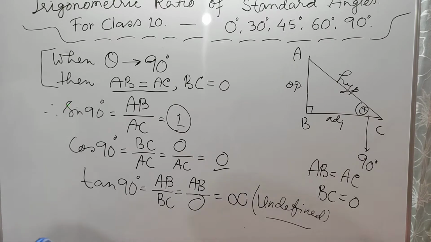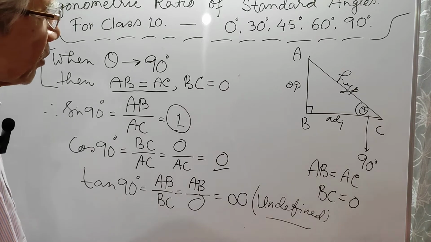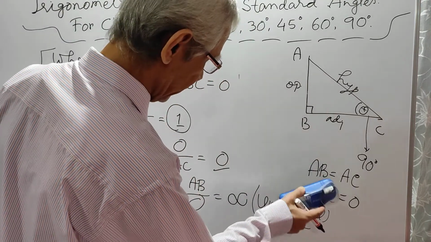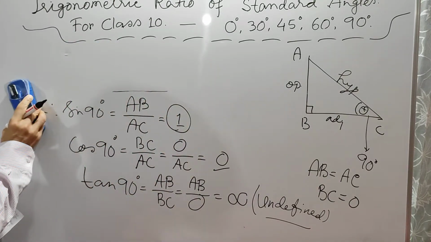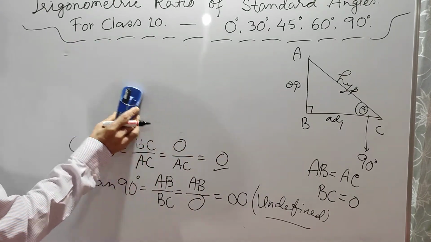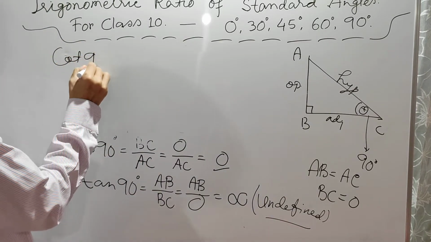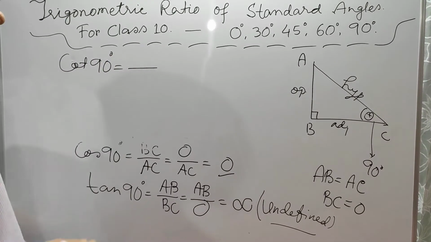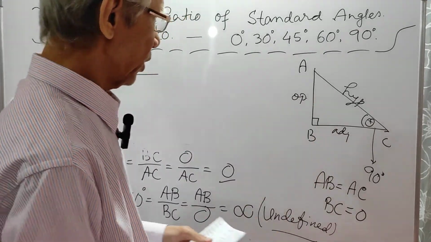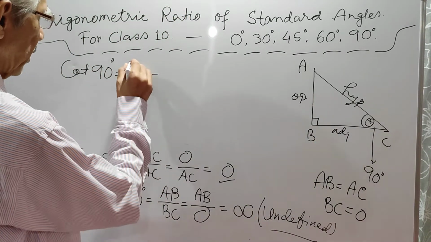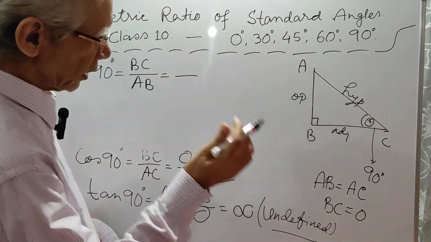Now next, cot 90. Let us do cot 90. So what is cot 90? Cot is adjacent by opposite. That means BC by AB. Now BC by AB. What is BC? BC is 0.